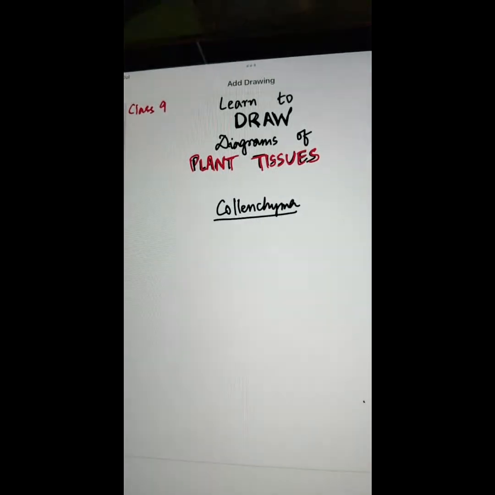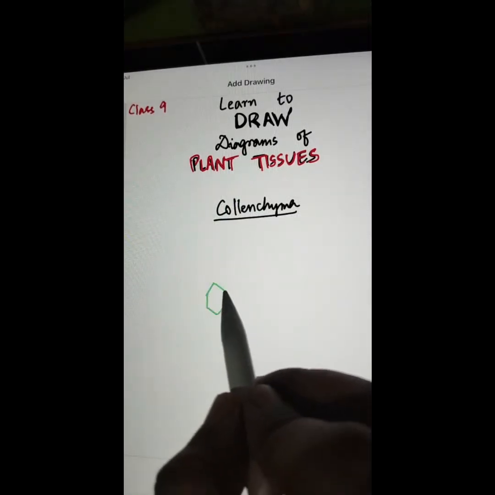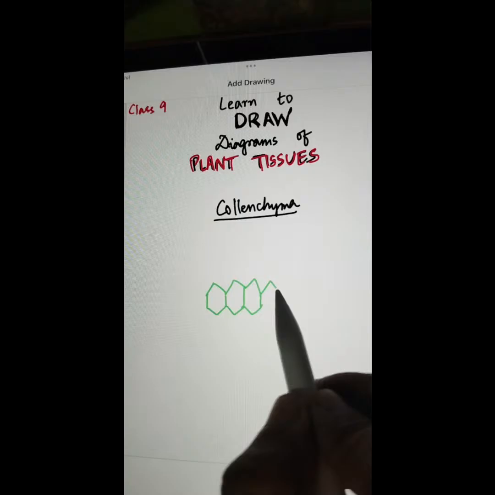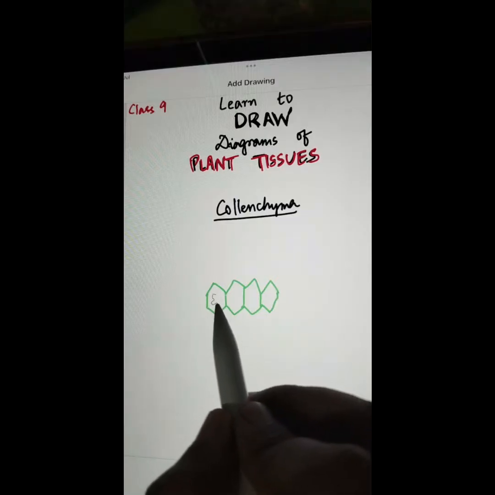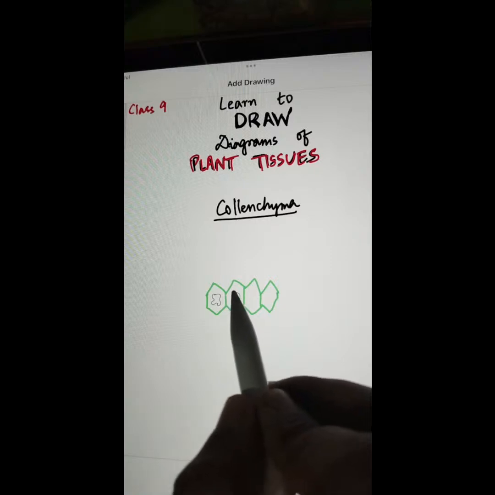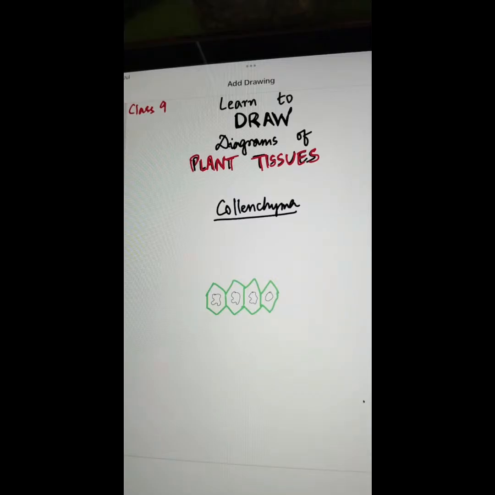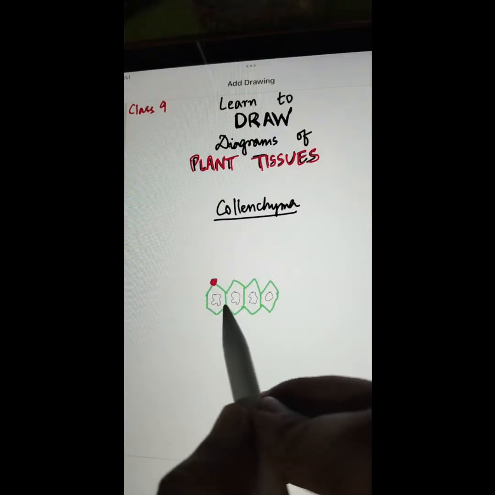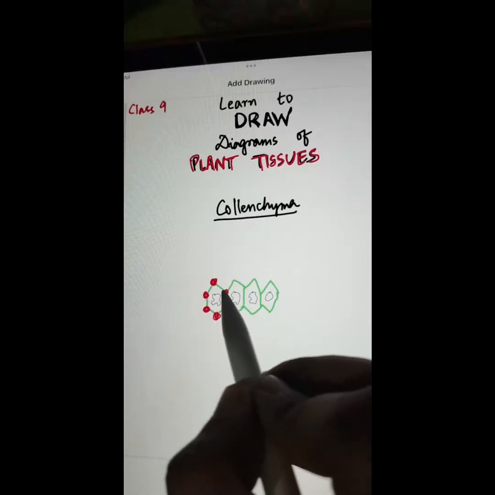So we will be making collenchyma now. For making the collenchyma, you will be making hexagonal cells like this. You will make vacuole in between like this. The teacher just wants to see whether you know the labels or you don't know. And then we will be making thickening. So while making thickening, please make cells like this. So this is the thickening that you can see.